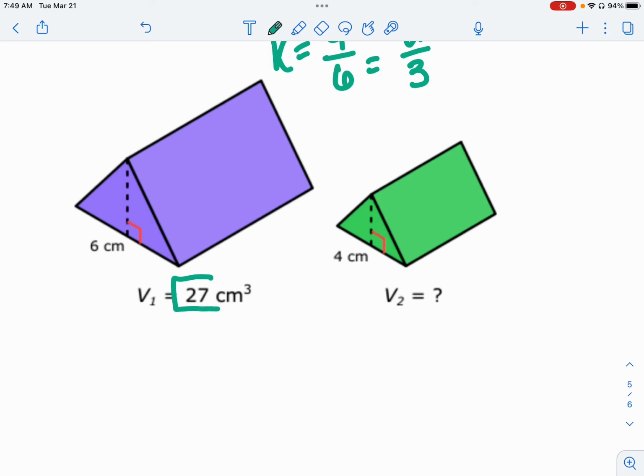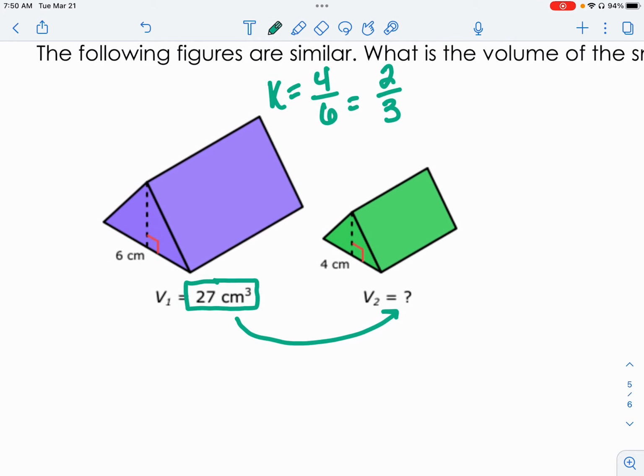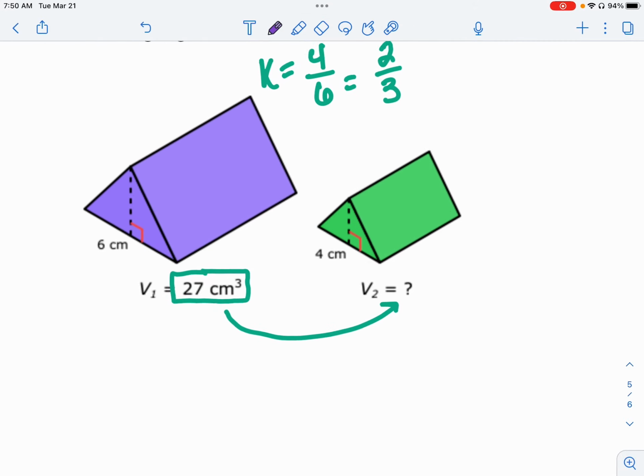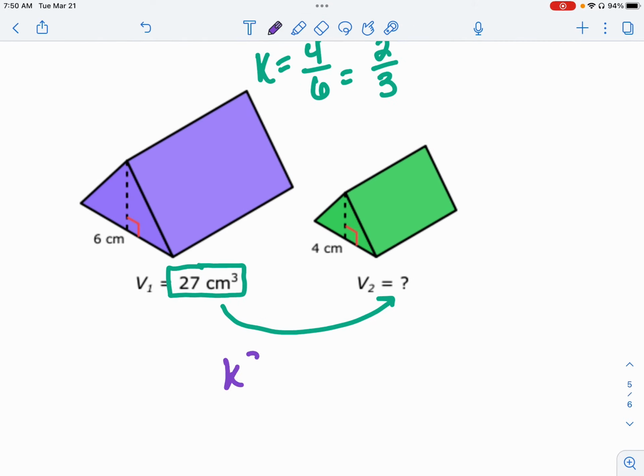Well, if volume 1 is 27, and we're going to volume 2, and we know our K value. Well, what do we know about volumes with the K values and their relationship? We can do the K value cubed. So in our case, that would be 2/3 cubed. And when you cube things, they go onto both top and bottom. So this becomes 8/27.